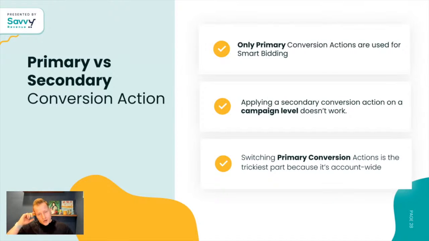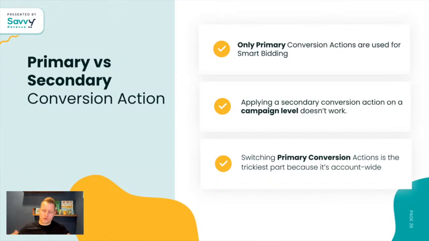So the last thing I want to talk about is primary versus secondary conversion actions. So in Google Ads, you can create multiple what's called conversion actions. It's basically every single conversion. So an add to cart conversion is called a conversion action, and a purchase or transaction conversion is called a conversion action. So you can create as many as you want in Google today. You have it as a primary conversion action and a secondary conversion action. The primary conversion actions are used for smart bidding. The secondary conversion actions are not.